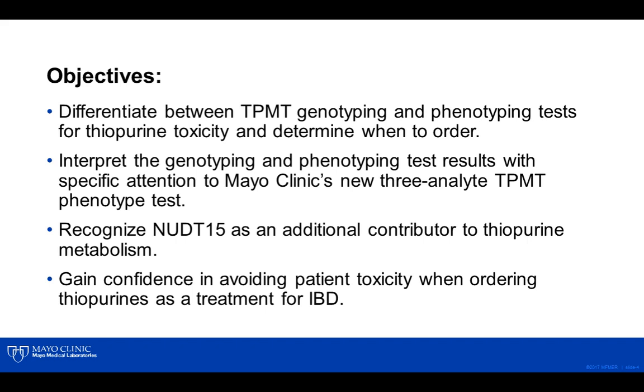So today our objectives will be to differentiate between TPMT genotyping and phenotyping tests for thiopurine toxicity and to determine when to order, to interpret genotyping and phenotyping test results with specific attention to Mayo Clinic's new 3-analyte TPMT phenotype test, to recognize NUDT15 as an additional contributor to thiopurine metabolism, and to gain confidence in avoiding patient toxicity when ordering thiopurines as treatment for inflammatory bowel disease.